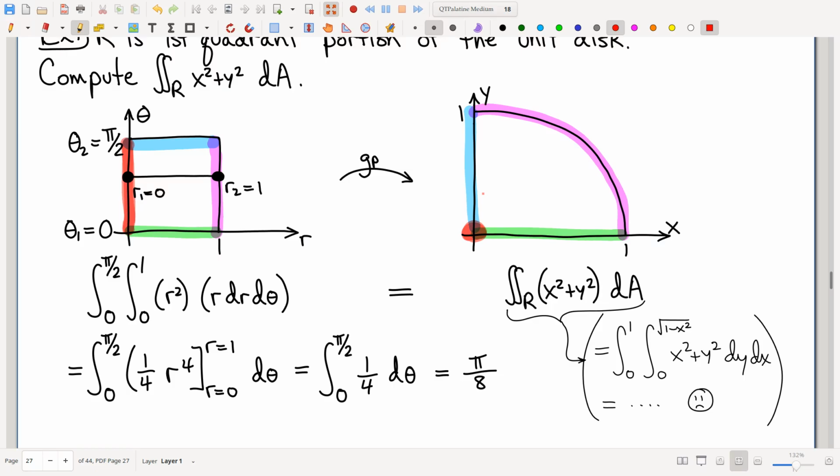Yeah? Where does the r come from in the r dr d theta? Oh, yeah, well, I'll get to that in a second. Yep.